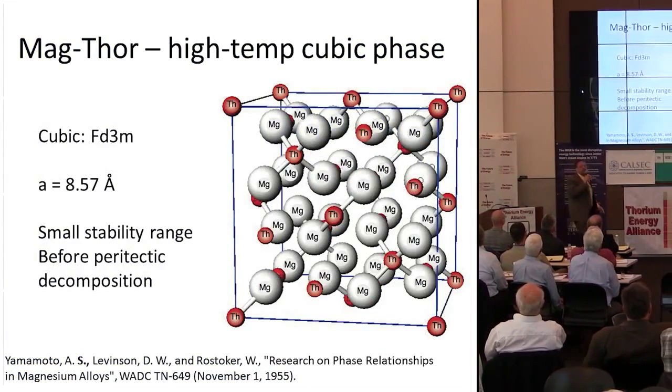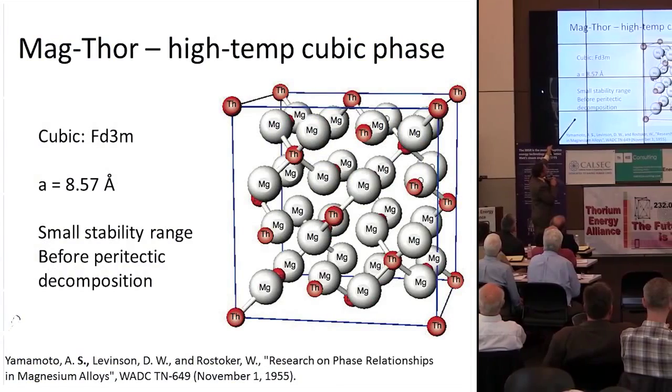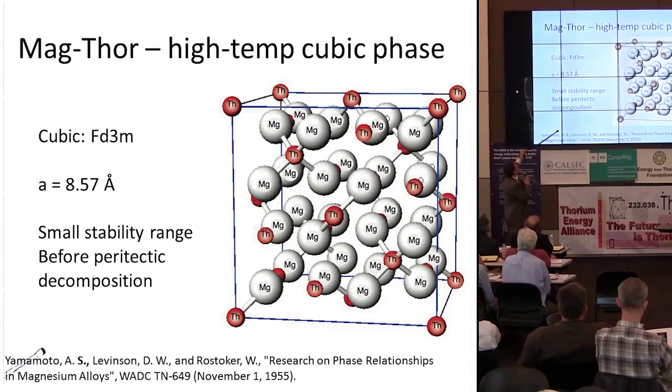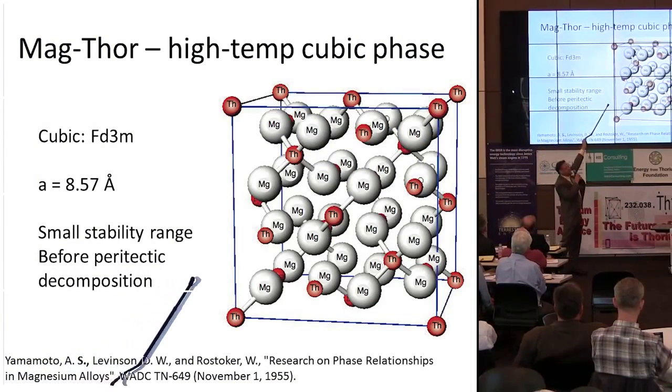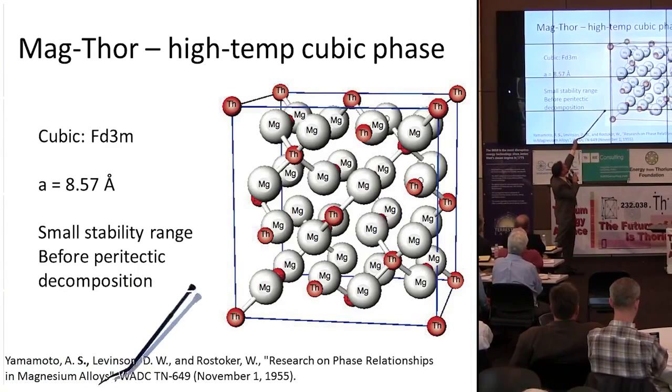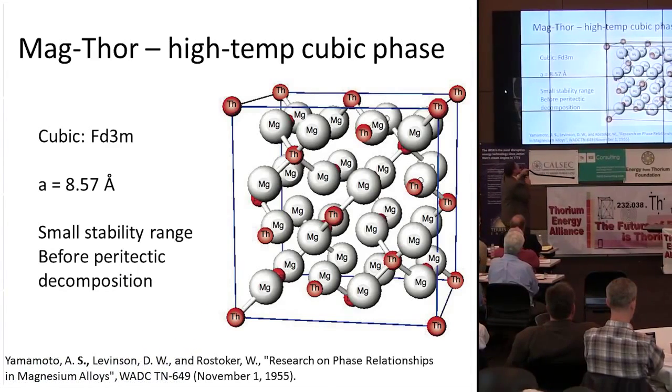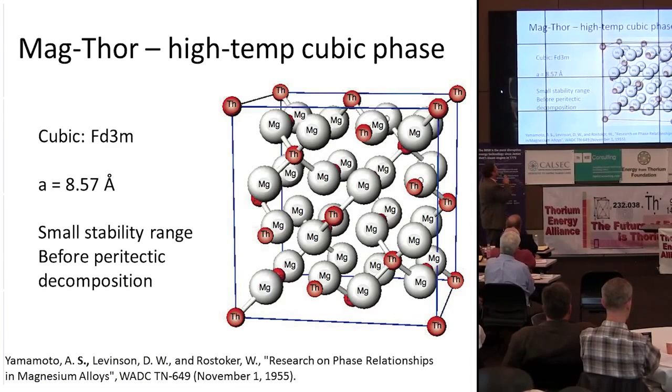So there's a high temp phase. The high temp phase exists above 700 Celsius, and it goes into a higher symmetry, right? So the cubic phase is arguably a lot easier, in terms of the crystallographic symmetry.